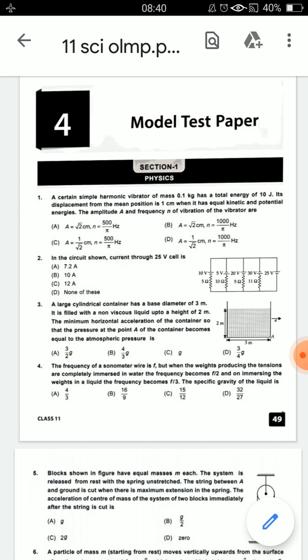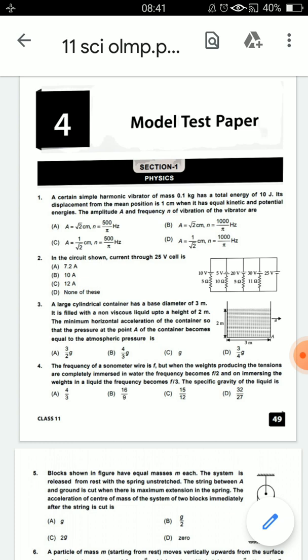Here you can see that option A will be the correct answer, as the amplitude is √2. How will you calculate the amplitude? If you take a mass 0.1 kg and a total energy of 10 joule, the total energy is divided equally between kinetic and potential energy. So 10 joule is divided by 2, and when you get the amplitude, it comes to √2 centimeter.